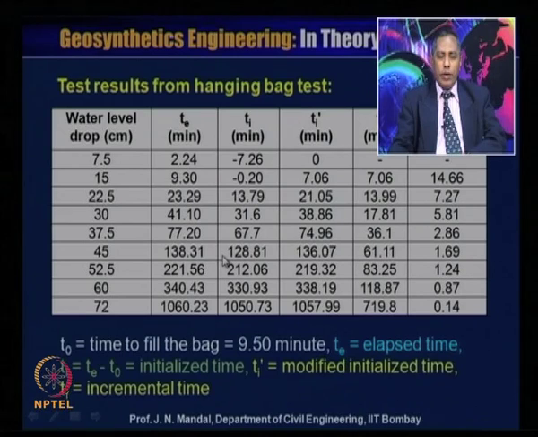Then 138.31 minus 9.50 is 128.81. Next, 221.56 minus 9.50 is 212.06. Next, 340.43 minus 9.50 is 330.93, and at the end 1060.23 minus 9.50 is 1050.73. So you can calculate the initialized time.